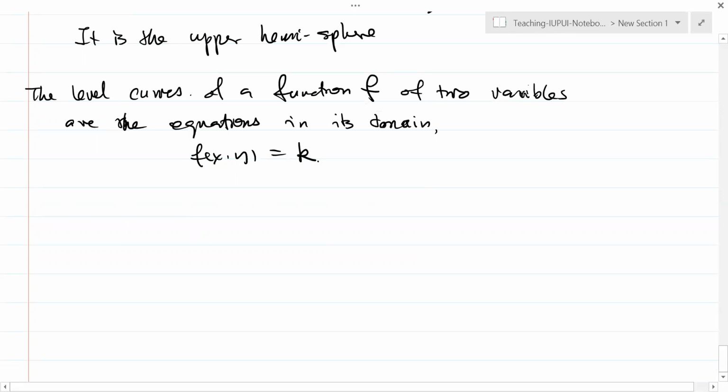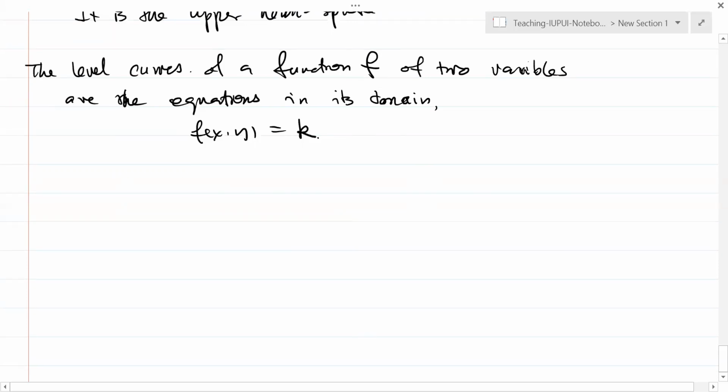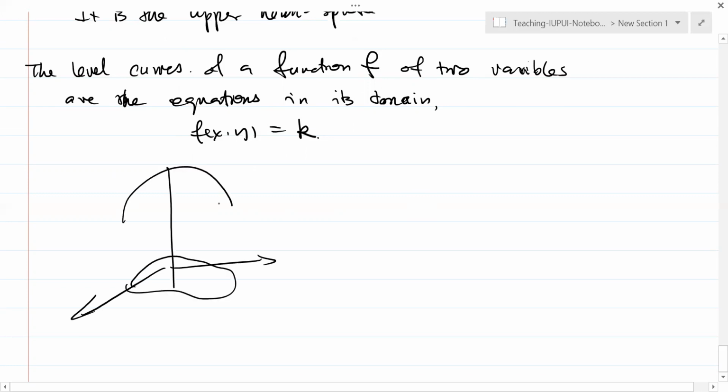Why do we want to study level curves? A typical example is if you want to describe a mountain, the function gives you the height of the mountain at a particular point. Then the level curve tells you, if you only have a 2D picture, how do you do that? So this is a domain, and this is a graph.